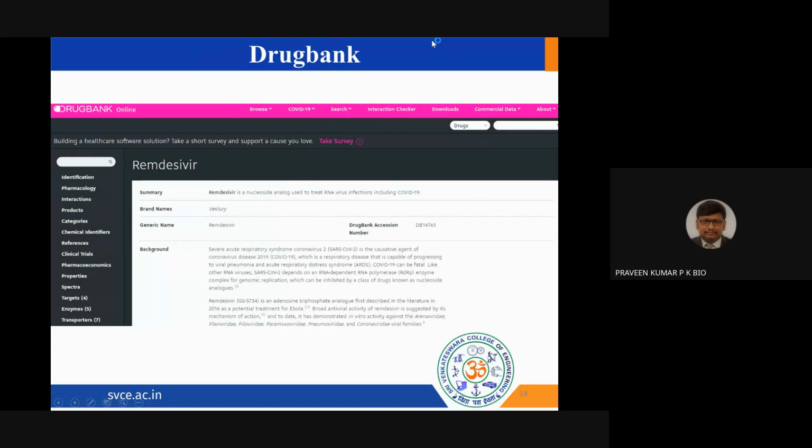is a more annotated database. That is, you get more information when compared to PubChem. You get details like pharmacology, interactions, products, categories, chemical identifiers, clinical trials. So one can explore more using DrugBank. Of course, even NCBI PubChem is not a small database; you can find much information. This is especially meant for drugs.